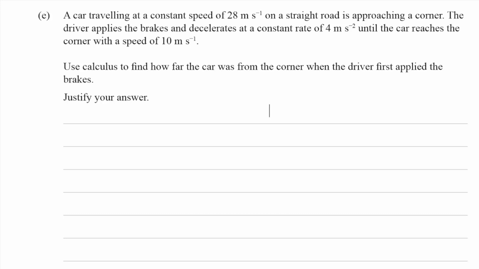We have a car traveling at a constant speed of 28 meters per second, which timesing by 3.6 gives about 100 kilometers per hour. So they're out on the open road somewhere. Now they approach a corner, so they're going a bit fast for the corner, and so they apply the brakes to decelerate. They decelerate at a constant rate of 4 meters per second squared until it reaches the corner with a speed of closer to 40 kilometers per hour.